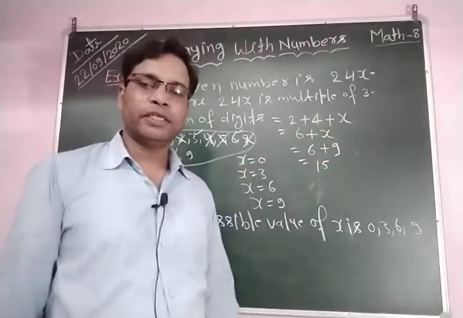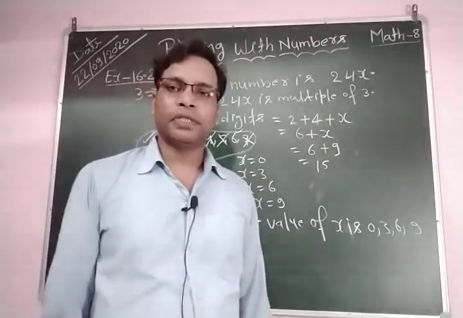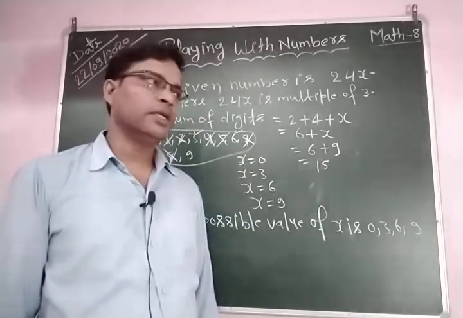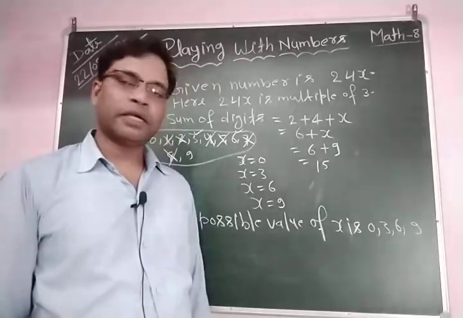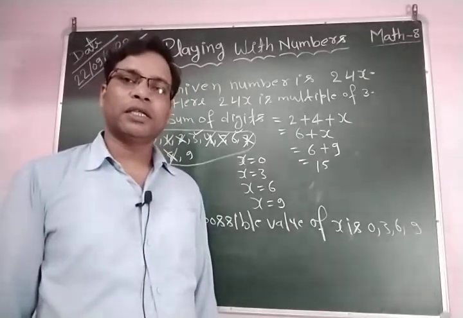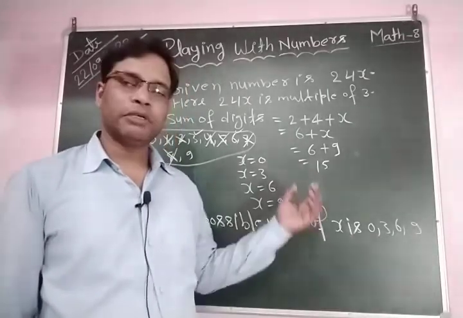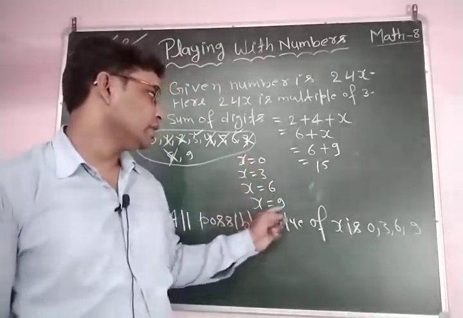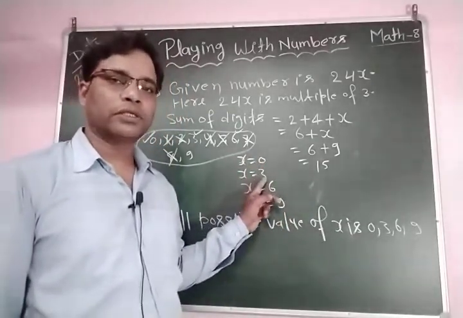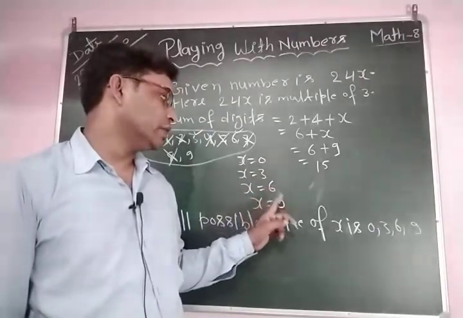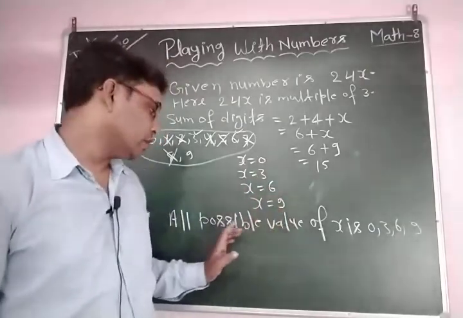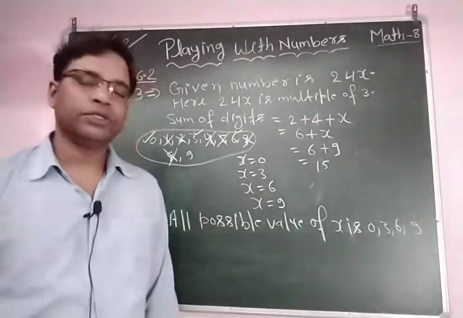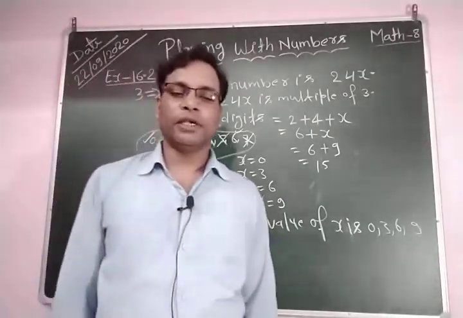Sometimes we find the result is a multiple of 3, sometimes we find the result is not a multiple of 3. If the result is not a multiple of 3, then we reject the value of x. If the result is a multiple of 3, then we select the value of x. For this, we find x equal to 0, x equal to 3, x equal to 6 and x equal to 9. So in this way you can see all possible values of x are 0, 3, 6 and 9.